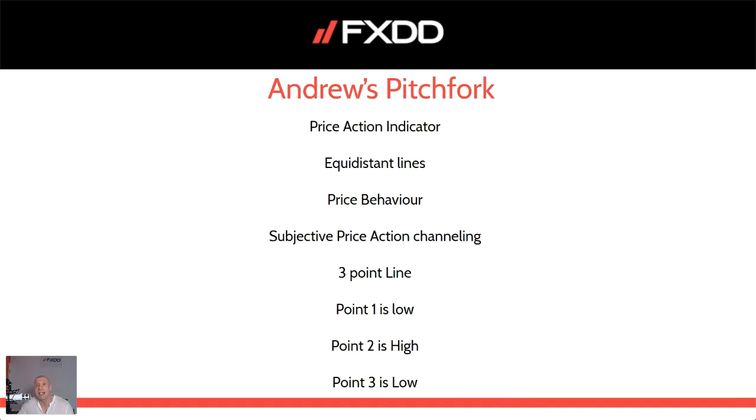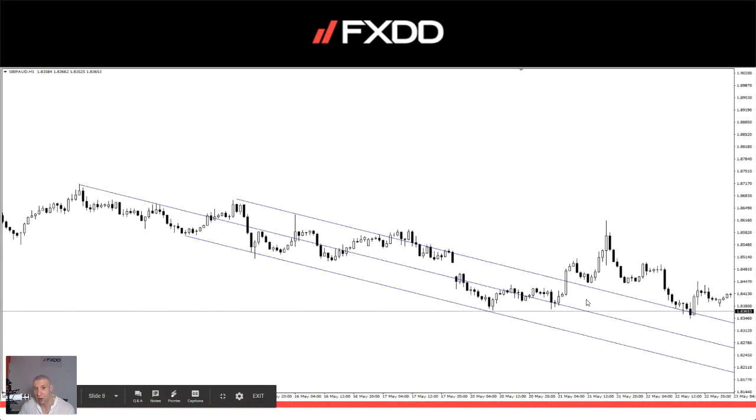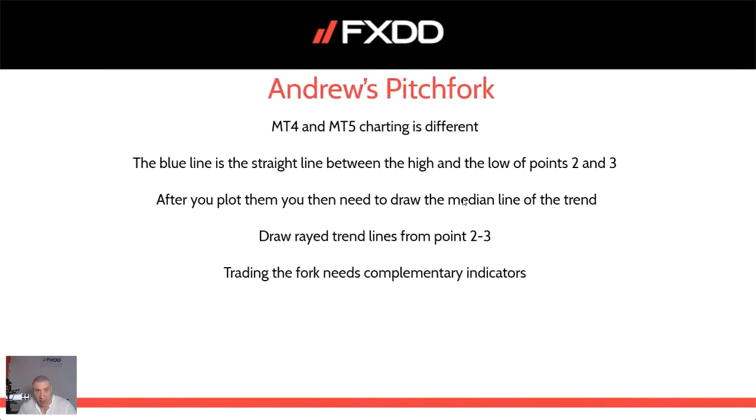Andrews Pitchfork is a pattern that is subjective. It is a price action indicator. It uses equidistant lines on the chart. It simulates price behavior, but it's subjective price action channeling because we use a 3-point line. Point 1 is low, point 2 is high, point 3 is low. And this is how it looks on the chart, okay? Point 1, point 2, point 3, if it's a downtrend. If it's an uptrend, point 1, point 2, point 3. I will show you that on a real chart.